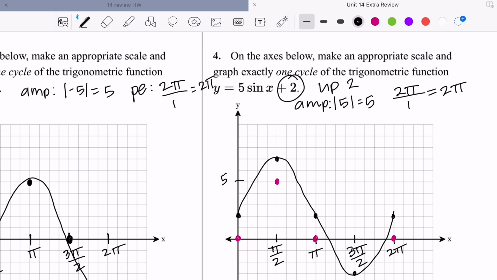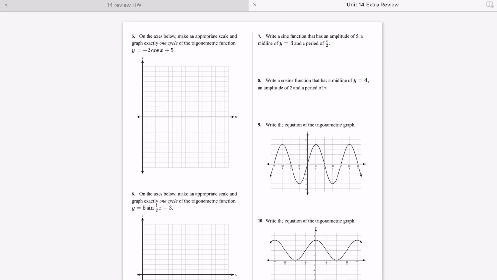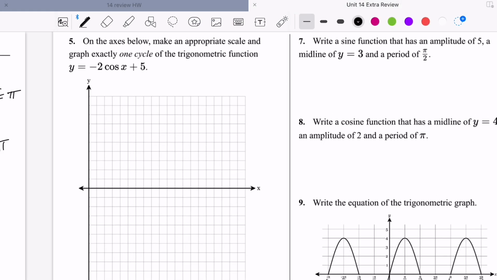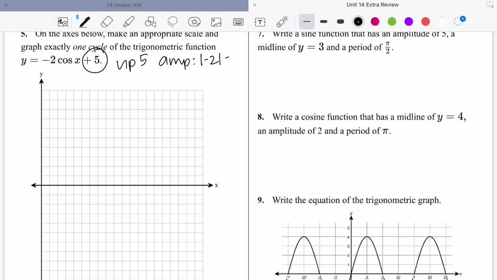Okay. And then onto the back side, we are graphing more of these. This one has a reflection. So we have up 5. And then the amplitude, remember amplitude is always a positive number, even if your A value is negative. And then the period, there's no number other than 1 in with the x, so it's just 2 pi.